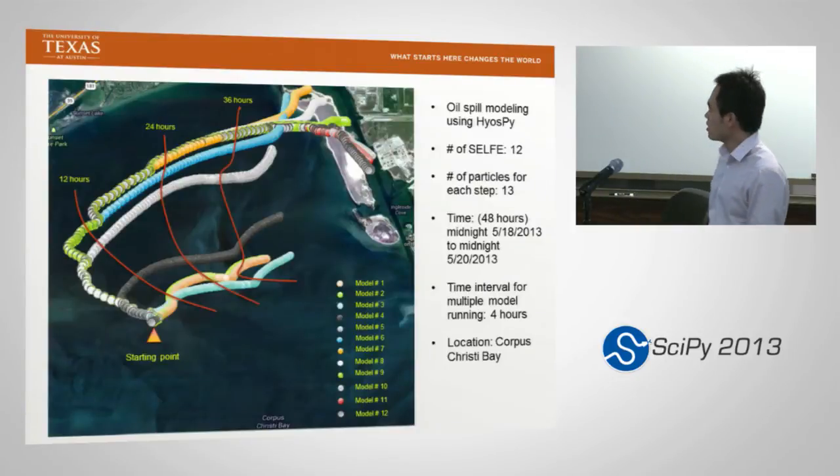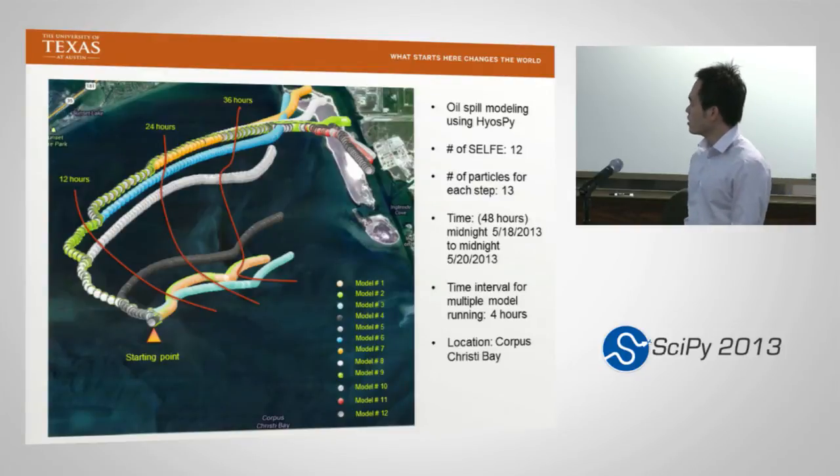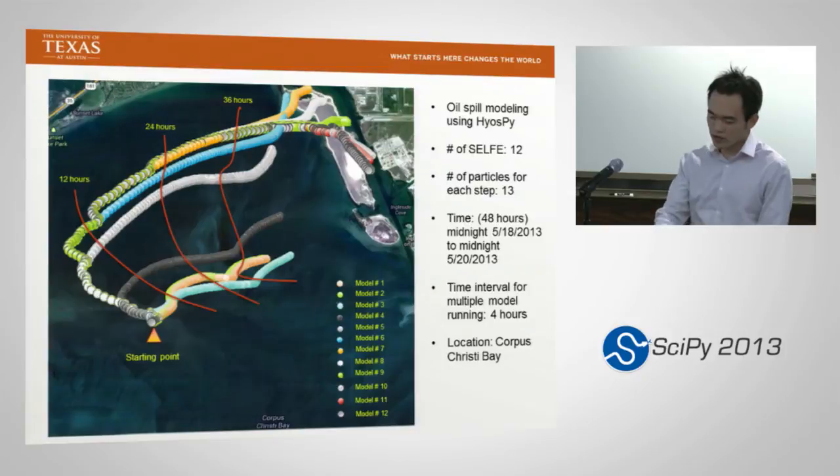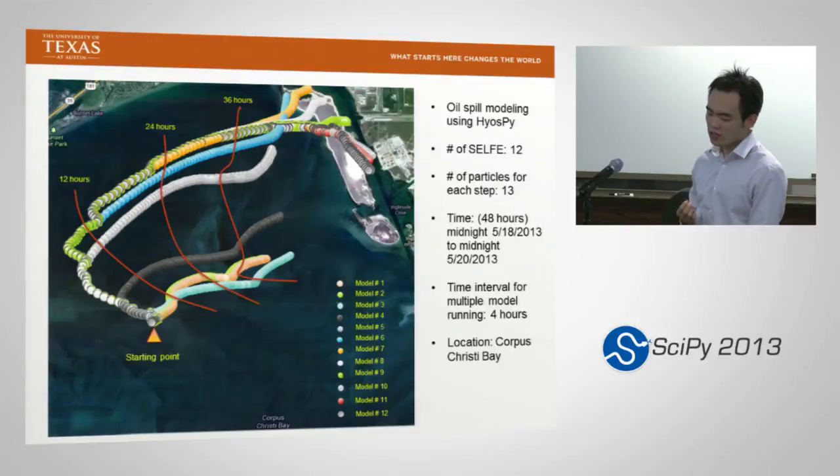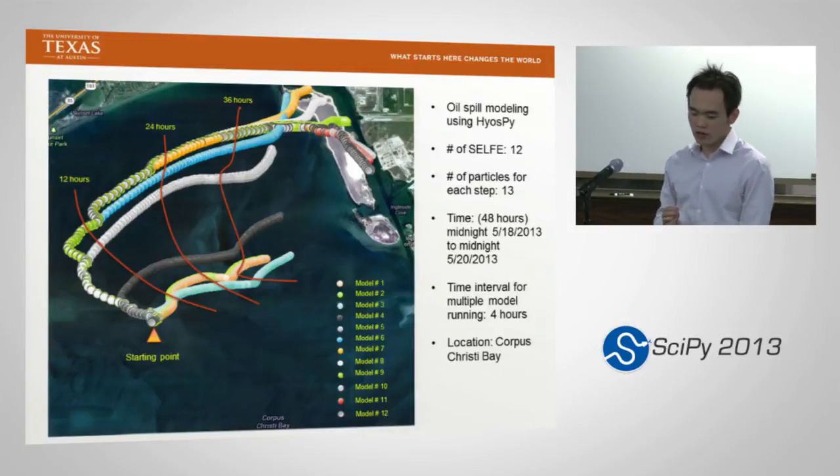And this here is an example that shows the simulation of a spill with a spill event that is definitely an imaginary event at the starting point right here. The number of simulations we use in this example is 12. And for each step, we have 13 particles. The simulation period is 48 hours from May 18th to May 20th, and the time interval for this system is 4 hours.